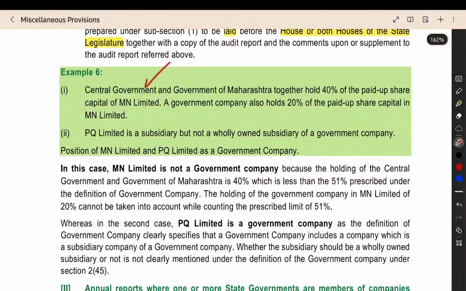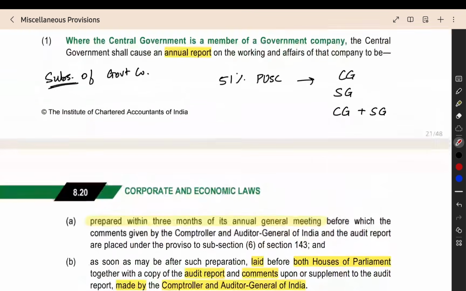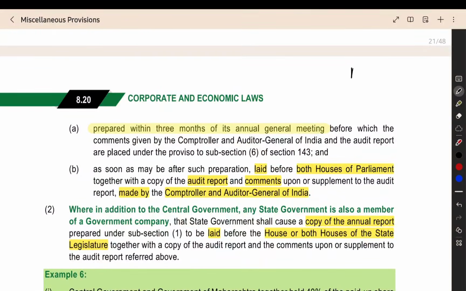So here this example is important. We can see that here. Central government and state government: Government of Maharashtra, the state government, and the central government. Both are holding 40% of the paid up share capital, and a government company is holding 20% of the paid up share capital in MN Limited. So when you see MN Limited, 20% is held by a government company, and 40% by central government plus state government.